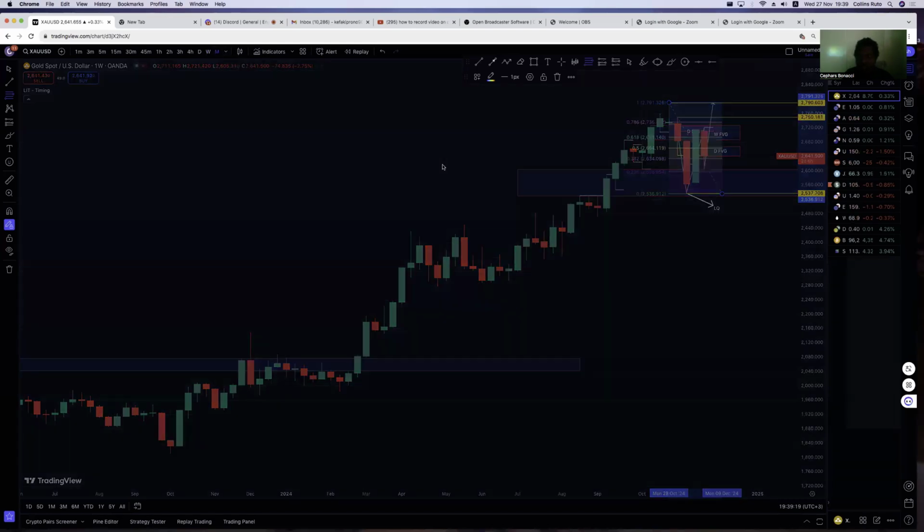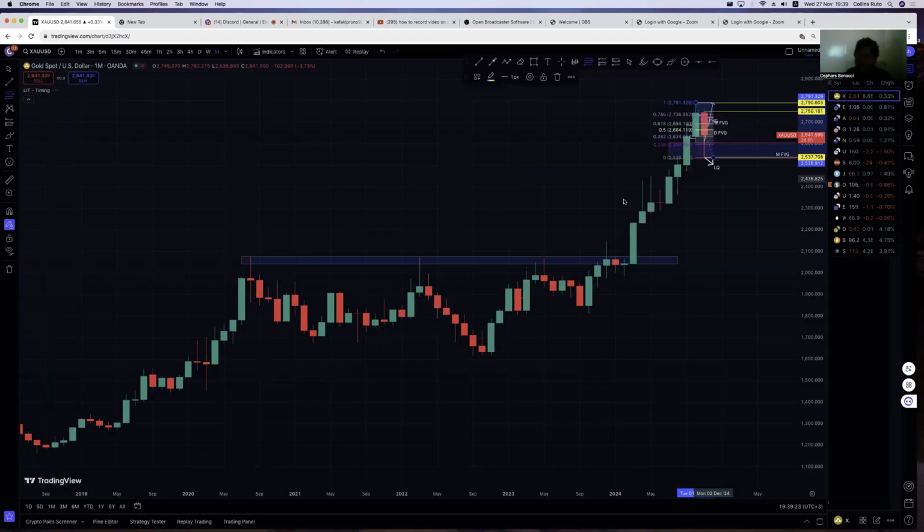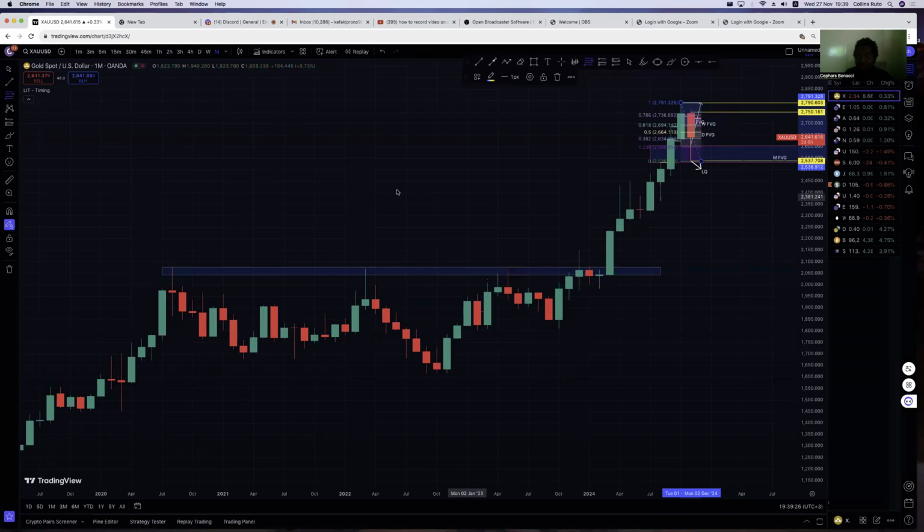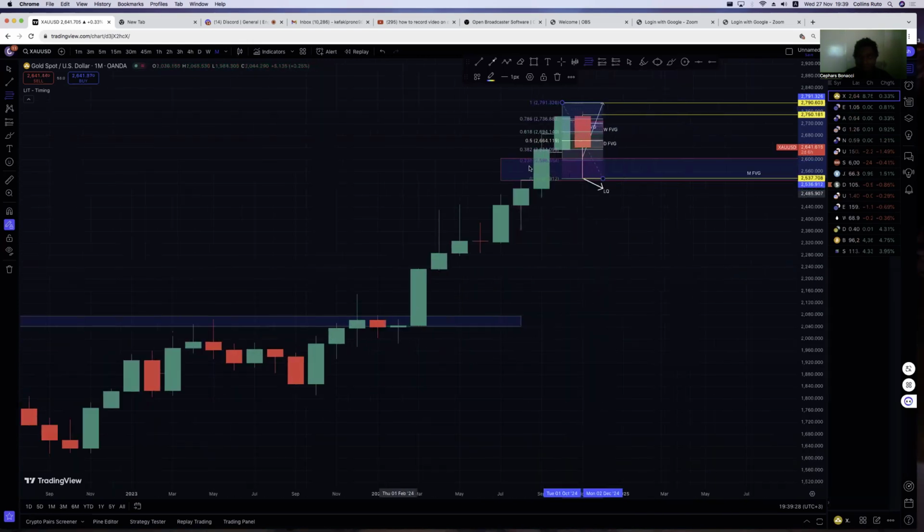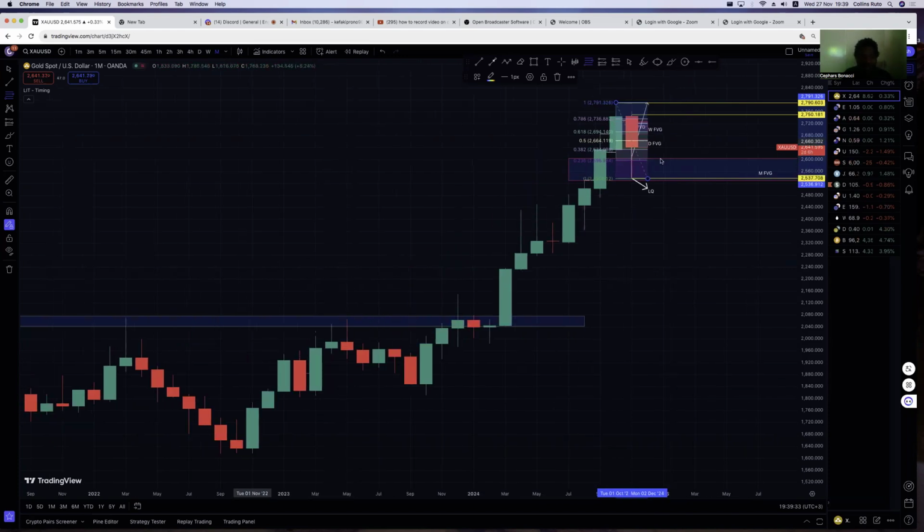Time frames. For example, this is XAU USD. Hii ni gold. If you see gold, these are monthly time frames. The reason why we are discussing this is because nilirealize kumbe there are significance of these time frames. They are not only time frames, but there are reasons behind it.